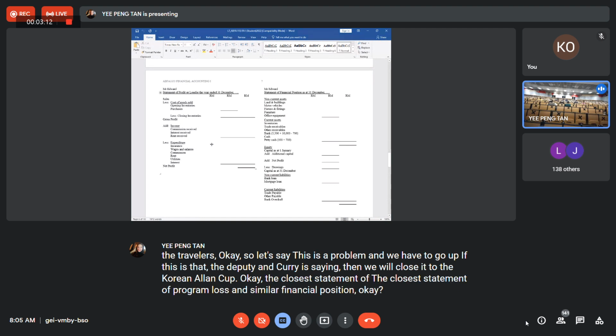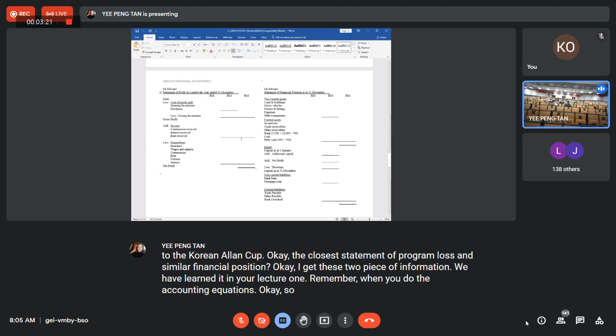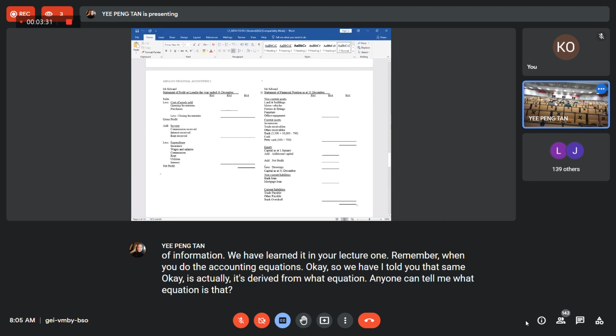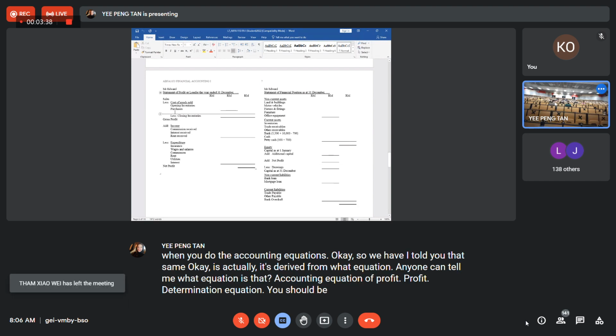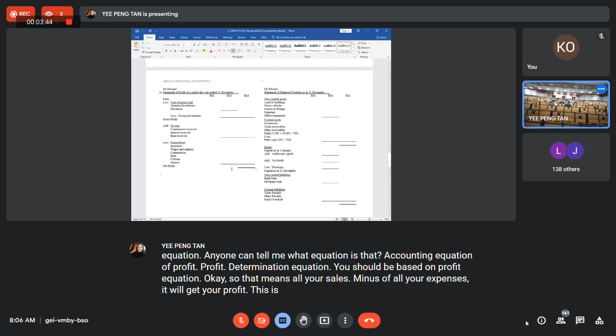Actually, these 2 pieces of information we have learned in your lecture 1, remember when we did the accounting equations. I told you that the statement of profit and loss is derived from what equation? Anyone can tell me? Accounting equation or profit determination equation? It should be based on the profit equation. That means all your sales minus all your expenses, you will get your profit. This is based on this equation, right?